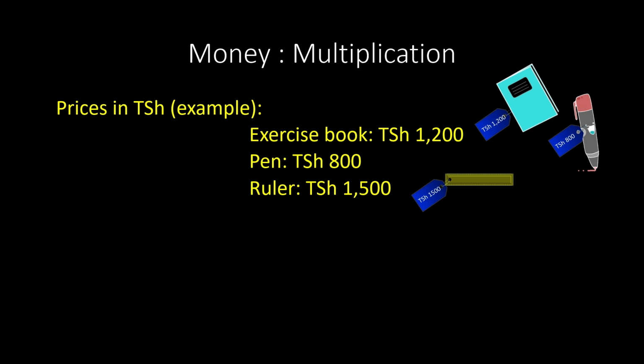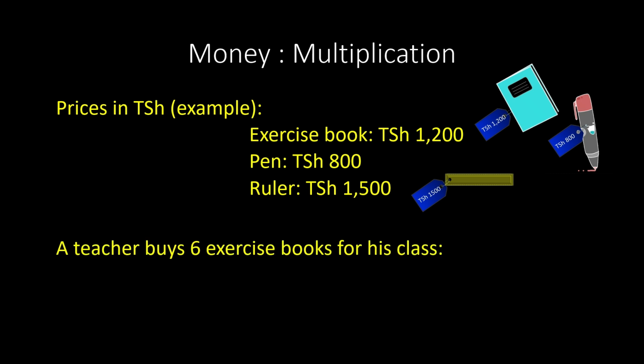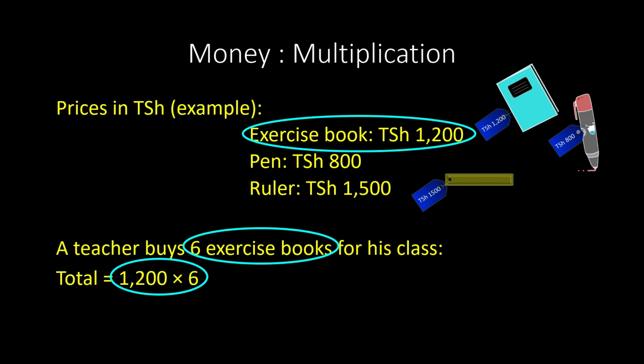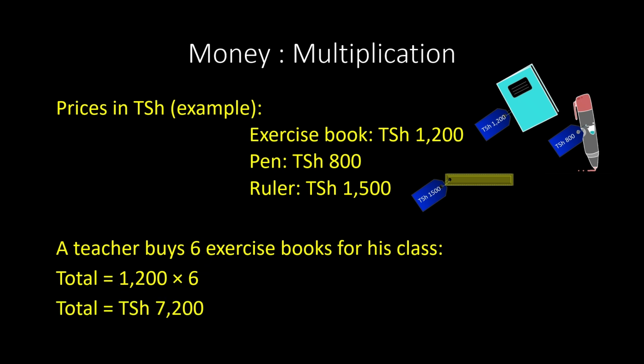Now let's take a look at another example. Suppose a teacher buys 6 exercise books for his class. How much does he pay altogether? In this example, this is a repeated cost for each book, and therefore we multiply. We have 1,200 multiplied by 6. Since the cost of one exercise book is 1,200 and the teacher is buying 6 exercise books, this gives us a total of 7,200 shillings.